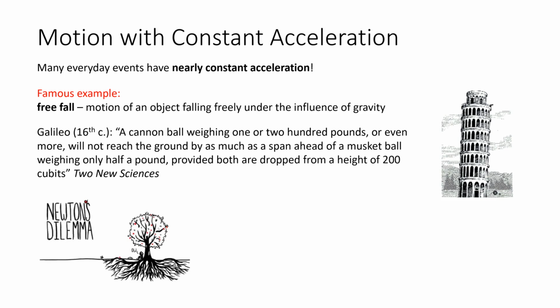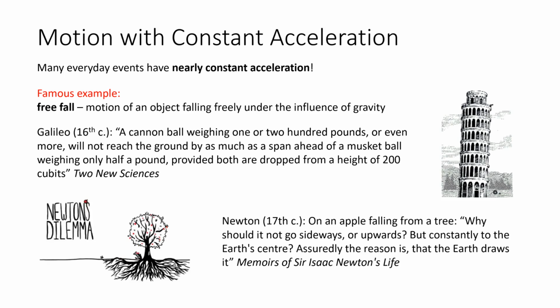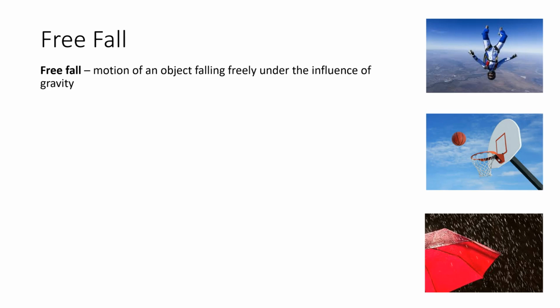The next person to really contribute to the study of free fall is Isaac Newton, and this comes in the 17th century. The story goes that he was sitting under an apple tree, and an apple fell from the tree onto his head, which made him ask the question, why is it that the apple always falls down? Why doesn't it go sideways or upwards or diagonal? Why does it always fall straight down? He reasoned that the earth must be drawing the apple to it, and so that's why it always falls down. Okay, and so these two things contributed to what we now understand to be free fall.